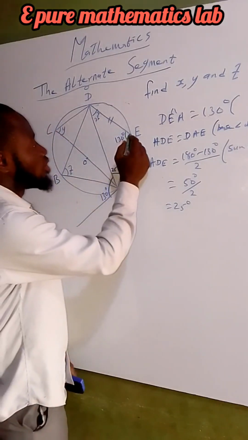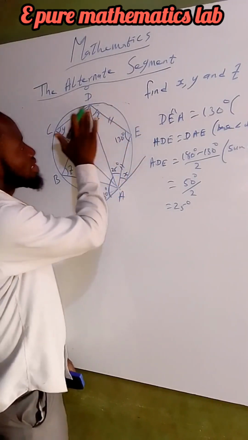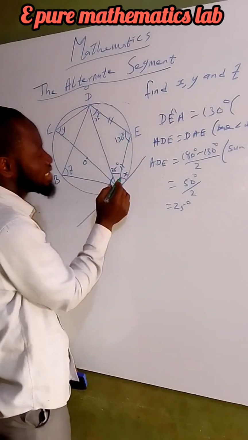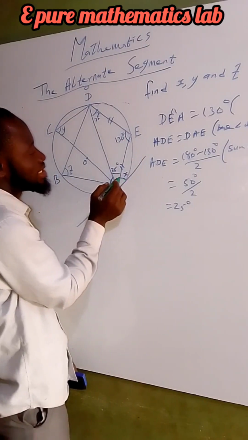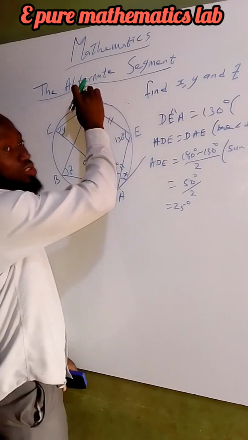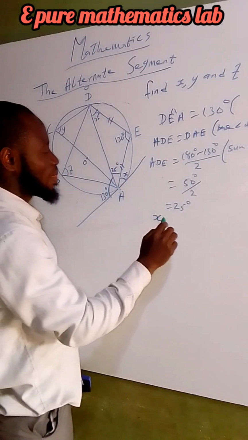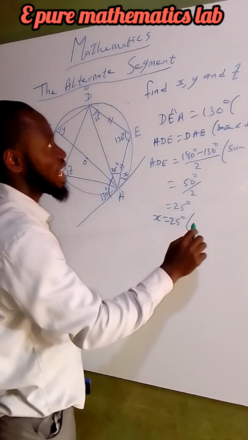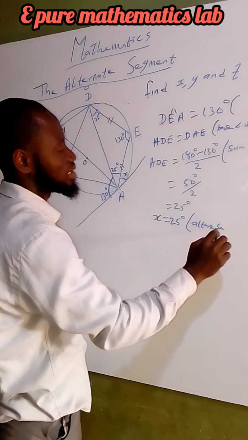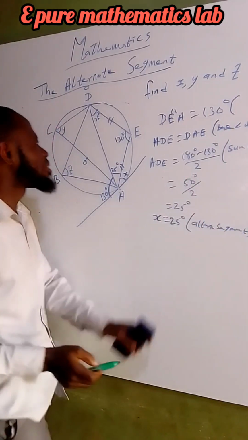You can see this is a chord. AE is a chord. All this place is the major, and this small one is the minor. The angle that this chord is forming with the tangent is the same as the angle that this chord is forming in the major segment, which is the alternate segment. Automatically, our x equals 25 degrees. Reason: alternate segment. Now we have determined the value of x.